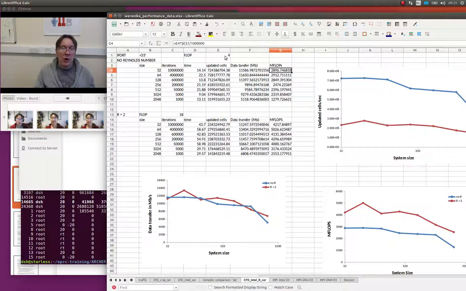We have about four floating point operations per iteration. Each array update takes about four operations with no Reynolds number, but with a finite Reynolds number, it takes a lot more, about 18. So what you might do as a naive user, you might run these two programs, with the optimization level turned up really high, on different system sizes and look at the floating point operations per second. And you might be a bit confused.